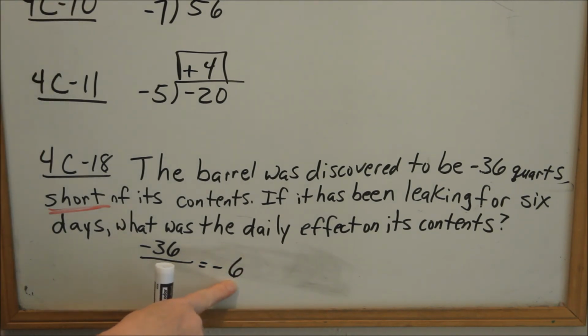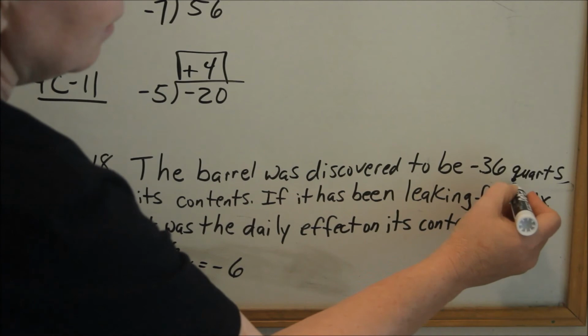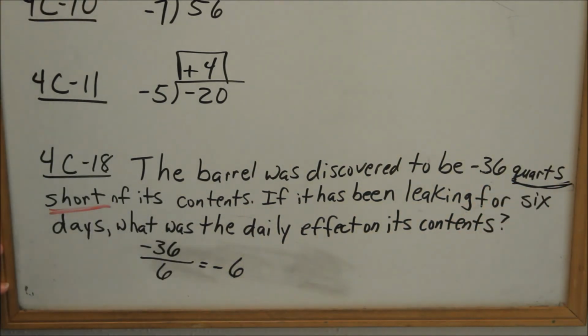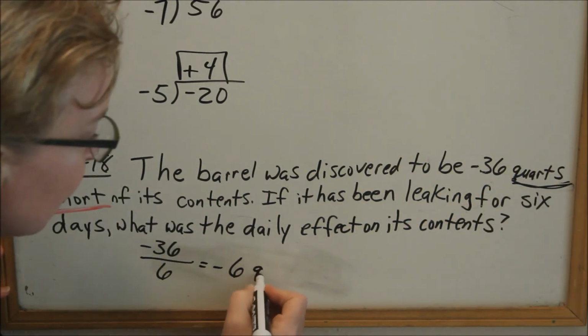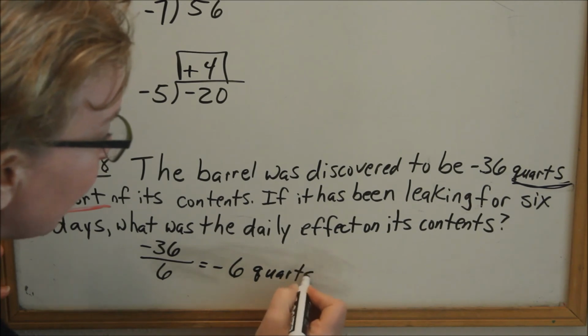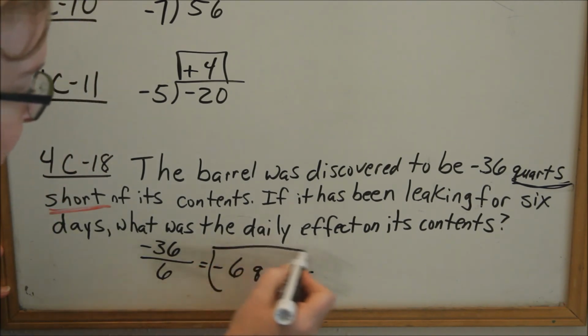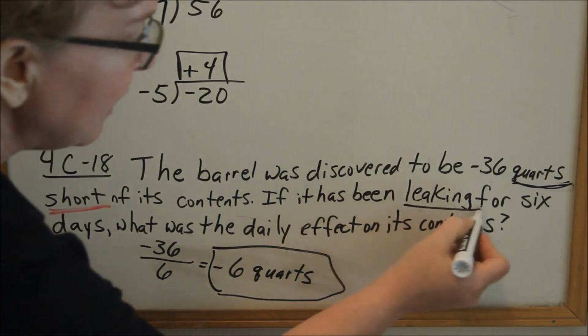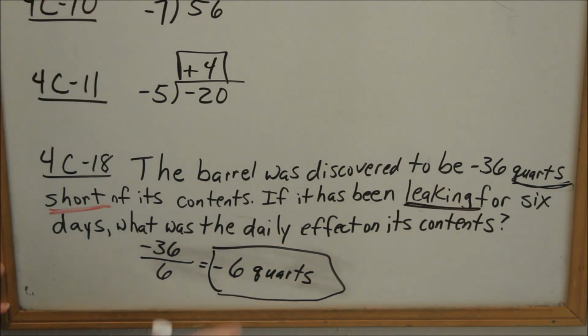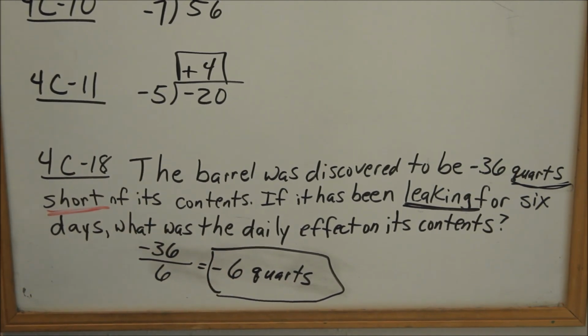Again, in word problems, you need to have some sort of units. So what was the effect? It was quarts. And what does this negative mean? That means leaking. It already told us that it was leaking, so that's a hint that your answer needs to be negative. This answer just means you're leaking 6 quarts every day for 6 days.